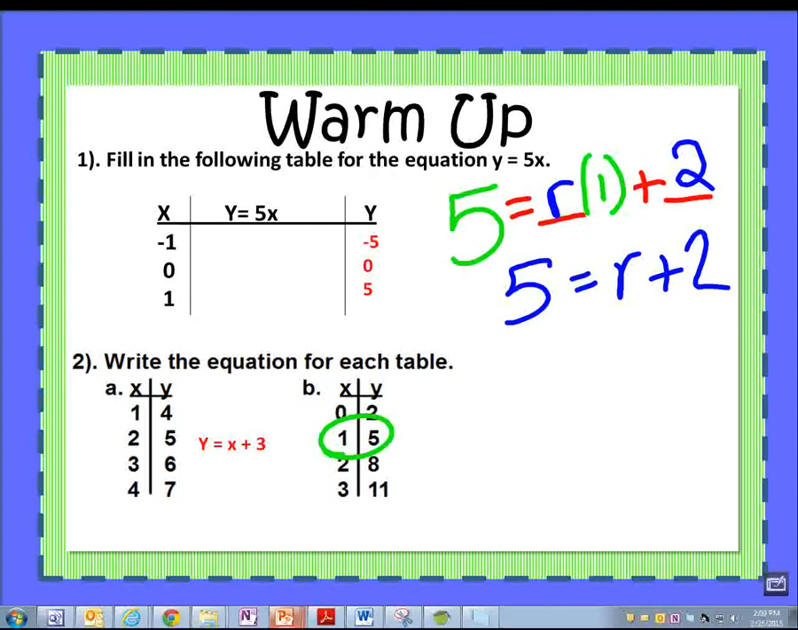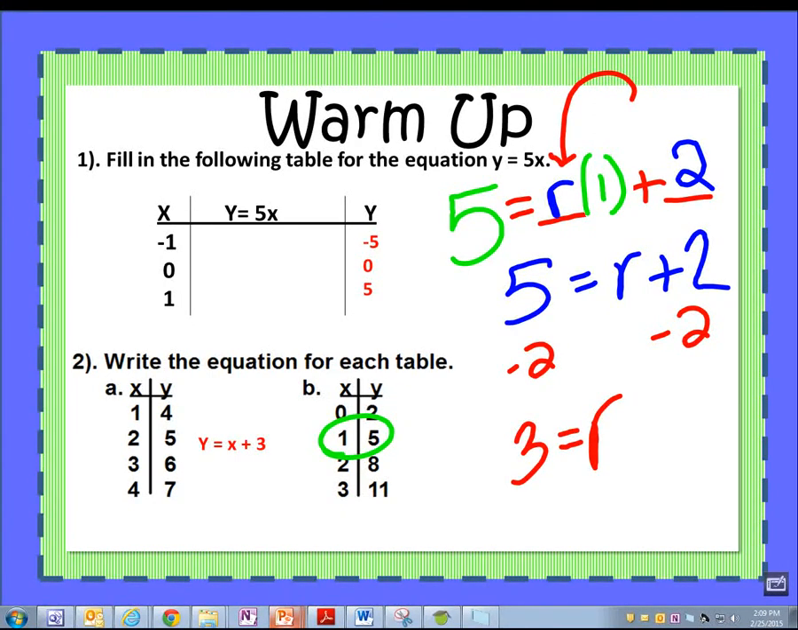Isn't it like 5 on the one side and 5 on the other side? I think you're on the right track. Baker? Now we know exactly what r is. So our final realization is 3x plus 2 equals y.